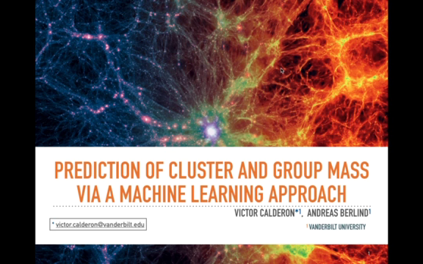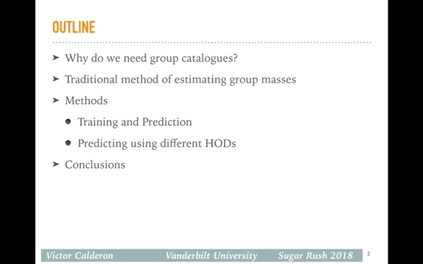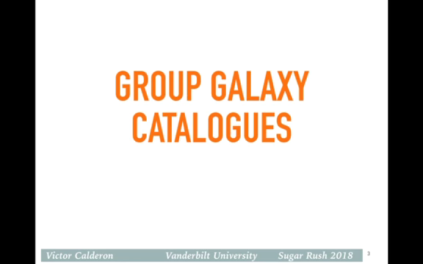Today, I'll be talking about a predictor of cluster and group masses using machine learning. The outline of the talk is first I want to explain what group catalogs are and why we need them. Next, I'll talk a little about more of the traditional methods of estimating group masses. Then some of the methods, introducing how we train and predict group masses, and also some extra about predicting group masses using a different set of HUDs or velocity bias variables. And at the very end, my conclusions.